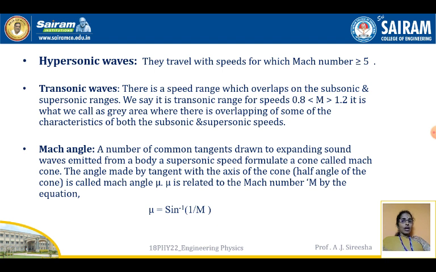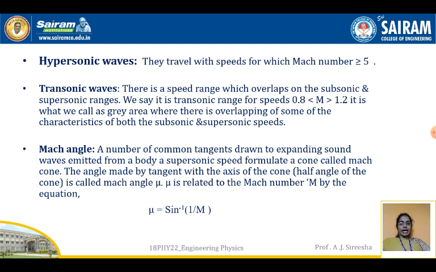Now it is called a gray area where there is overlapping of some of the characteristics of both subsonic and supersonic speeds. As defined before, all the waves having Mach number less than 1 are called subsonic, and the Mach number greater than 1 are called supersonic. Here transonic is an overlapping between 0.8 and 1.2. So it overlaps both the subsonic as well as supersonic waves, and has some of the characteristics of both subsonic as well as supersonic speeds.